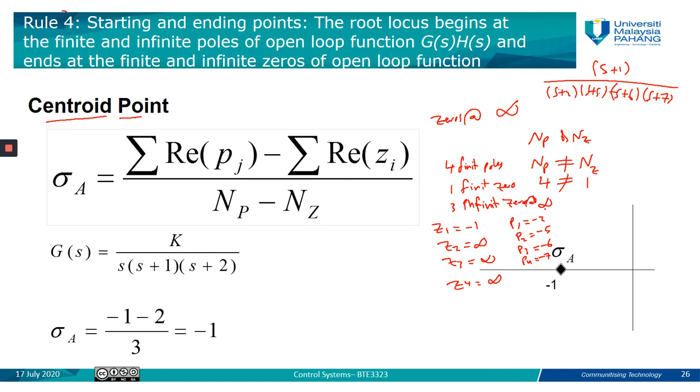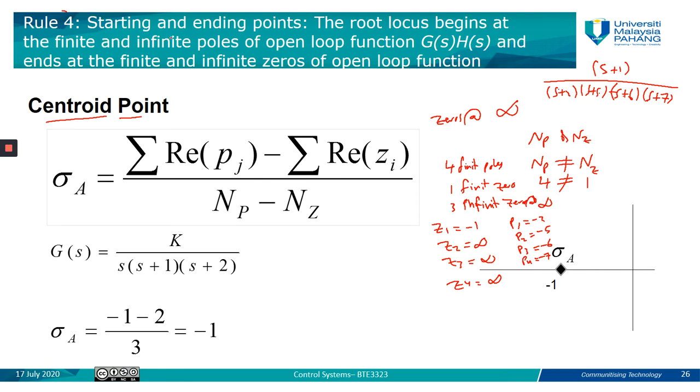Okay, so now each pole here, pole 1 will start, for example, at -2 and end at -1. Pole 2 will start at -5 and end at infinity. Pole 3 will start at -6 and end at infinity. Pole 4 will start at -7 and end at infinity. So this is how we can apply this rule.